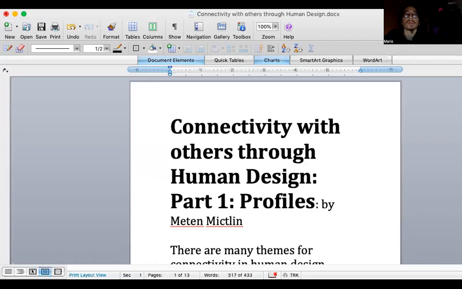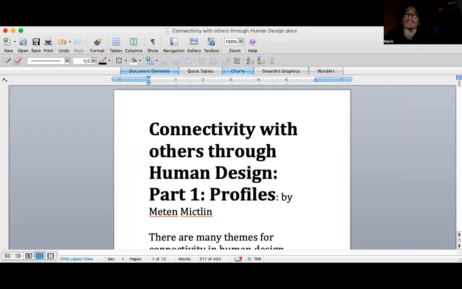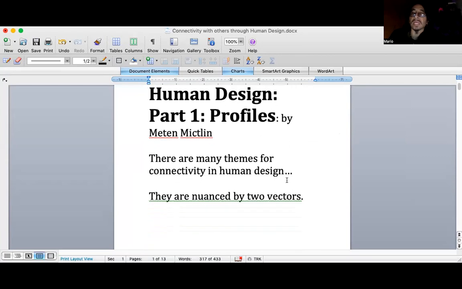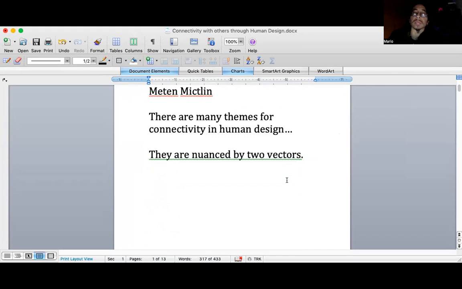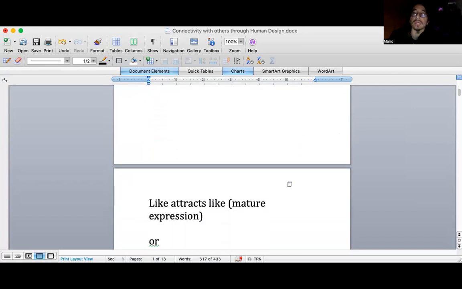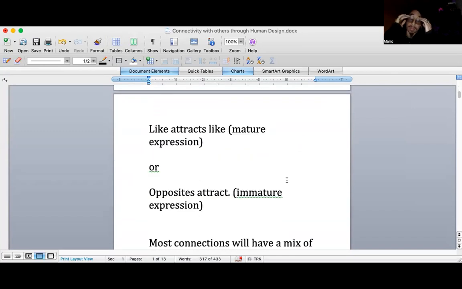I'm going to share the write-up I did, and you'll be able to see through the write-up example. Again, this is a series I'm starting. Connectivity with others through human design, part 1, profiles. There are many themes for connectivity in human design. They are nuanced by 2 particular vectors. This is what Ross spoke about in his love book, and some of these notes are from that specific book.